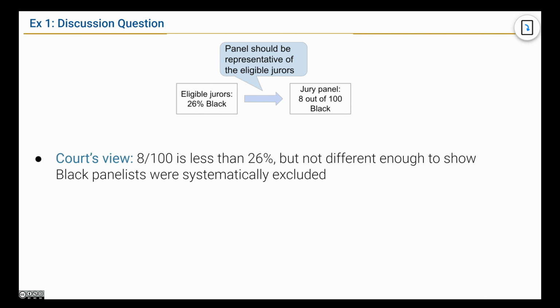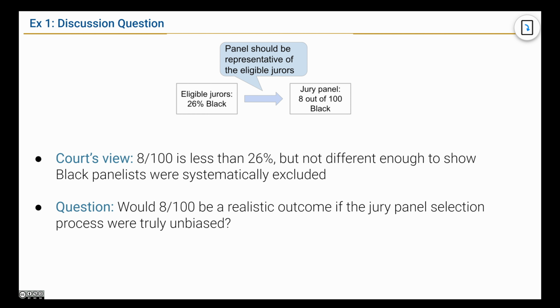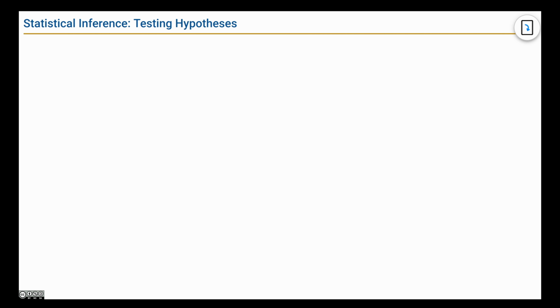So the court's view is, yeah, sure, 8% is less than 26%, but not that big of a difference to show that there was some type of systematic bias. And our statistical question: is this 8% an actual realistic outcome if the jury panel selection process were truly unbiased? And this is something we can answer with our tools. So we're going to do this in the framework of testing hypotheses.